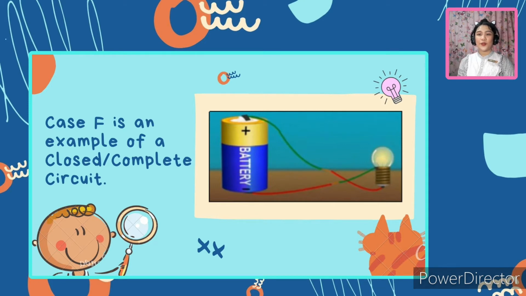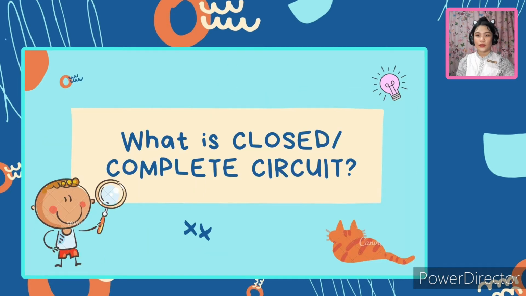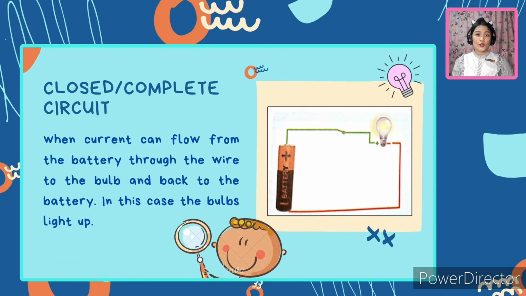Case F is an example of a closed or complete circuit. Teacher, what is a closed or complete circuit? Closed or complete circuit is when current can flow from the battery through the wire, through the bulb, and back to the battery. In this case, the bulb lights up. A complete or a closed circuit is like a cycle. All the components are connected to each other.